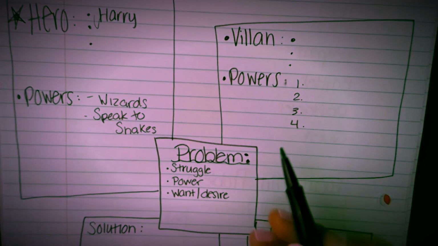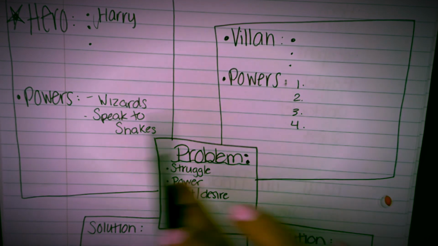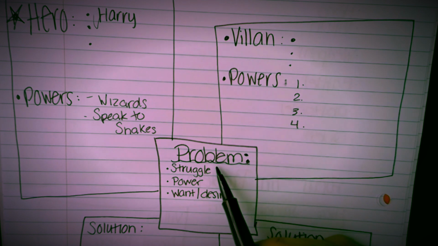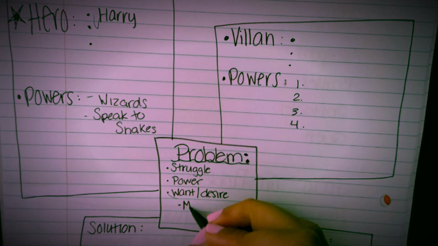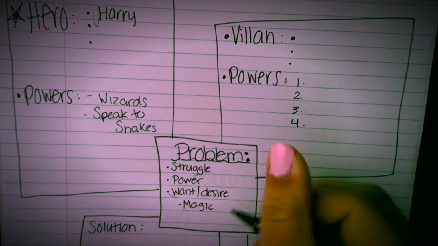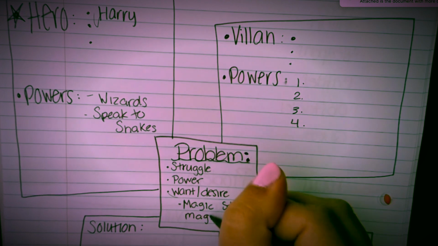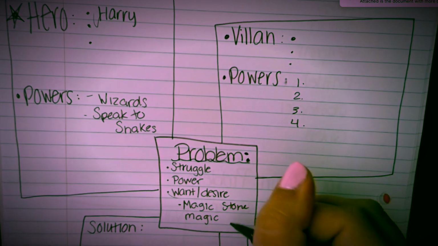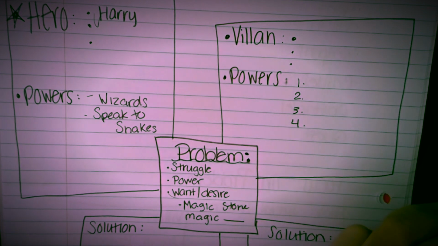Here is where you're going to write the problem that the villain and the heroes are having. Is it a struggle? Is it a power struggle maybe? They want power of some sort. They want to be in control. Is there a want or desire? Do they want maybe some type of magic stone? Or do they want a magic something? You know, I mean, I don't want to try to tell you what this is. This is just for you to kind of figure out yourself.